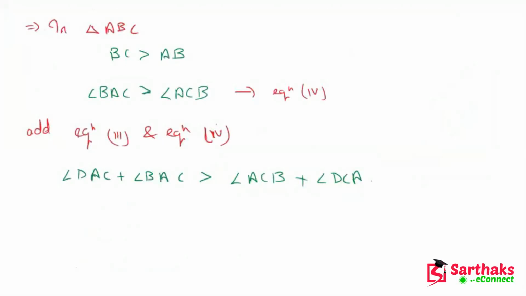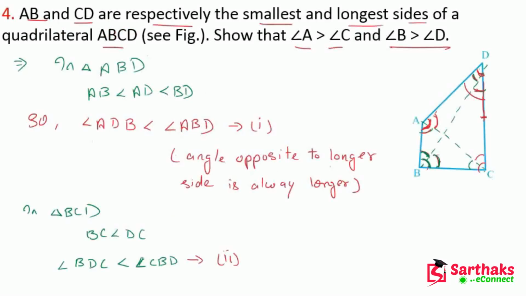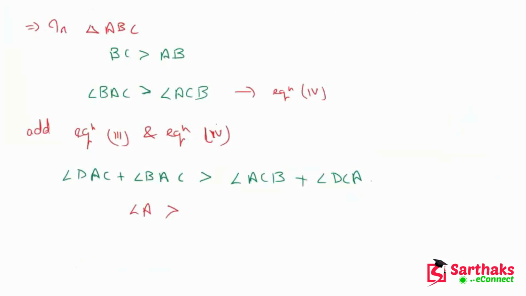So this is angle A greater than, and if we add angle ACB plus angle DCA, meaning this angle and this angle, we get angle C. So we can write hence proved. I hope you understand these things, my dear friends.